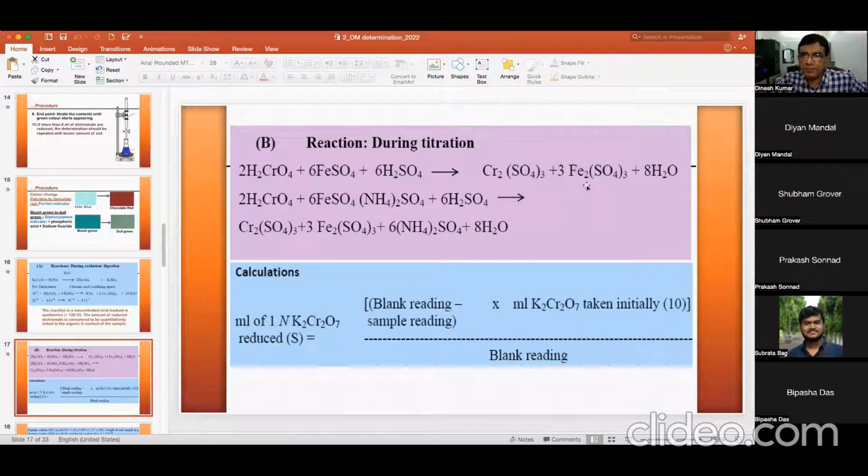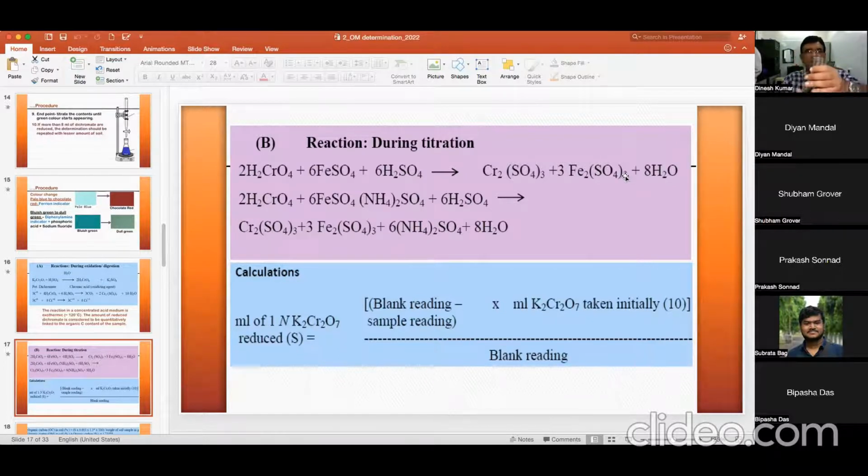This one is ferric sulfate or ferrous sulfate? Ferric, sir. Very good. This is ferric sulfate. Ferrous sulfate is FeSO4, and ferric sulfate is Fe2(SO4)3 plus 8H2O. So this is the reaction, and here you will get the end point.